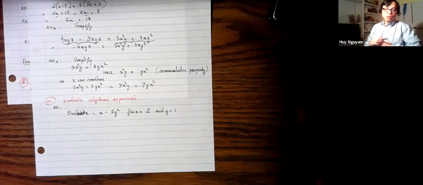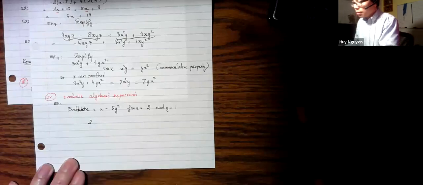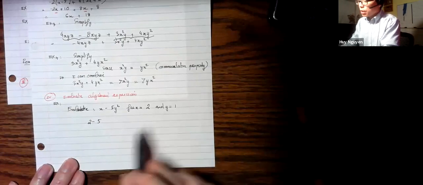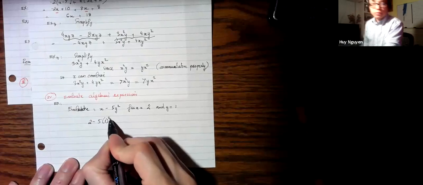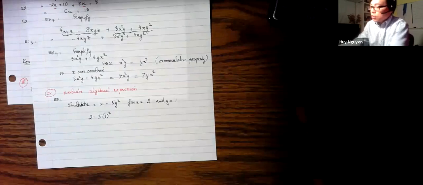Here x equal 2. So I'm going to replace x with 2. So I'm going to have 2, right? Minus 5. Then I replace y with 1. So I'm going to have 1 squared. So my final answer will be what?